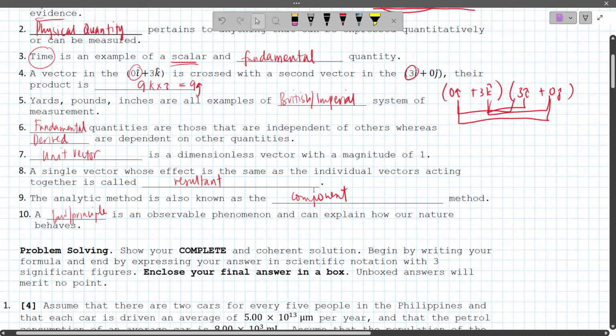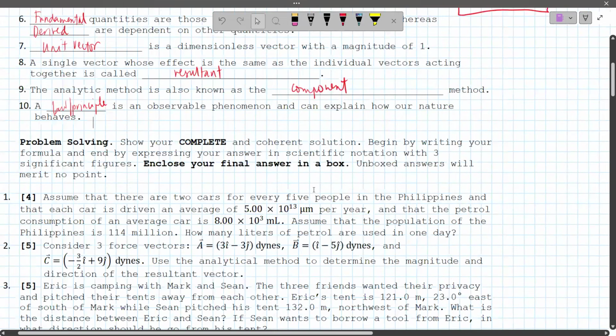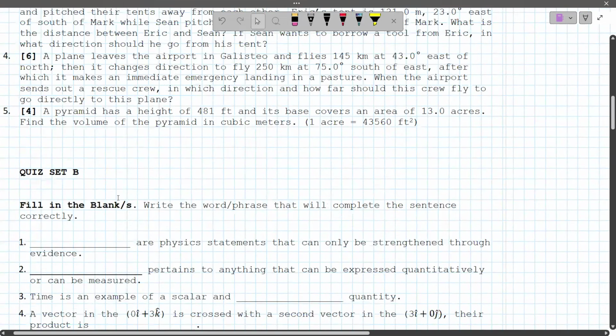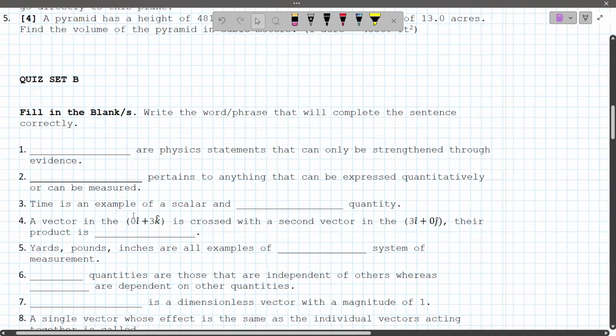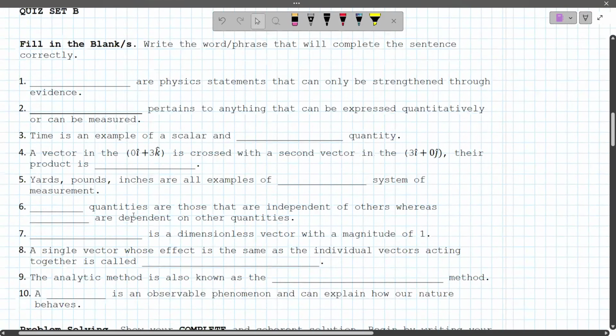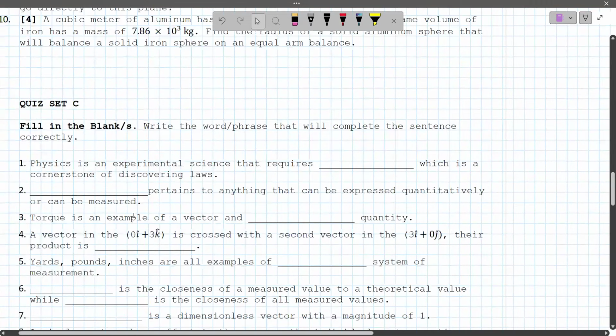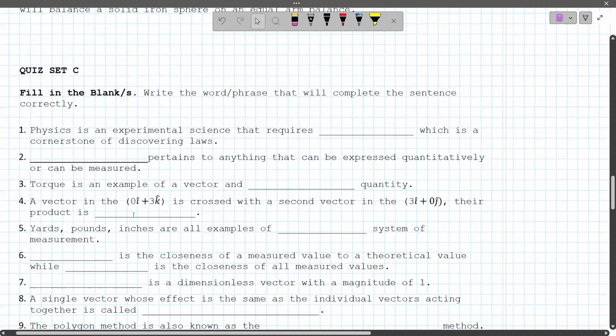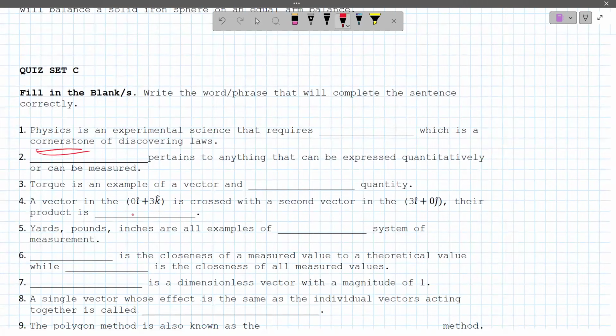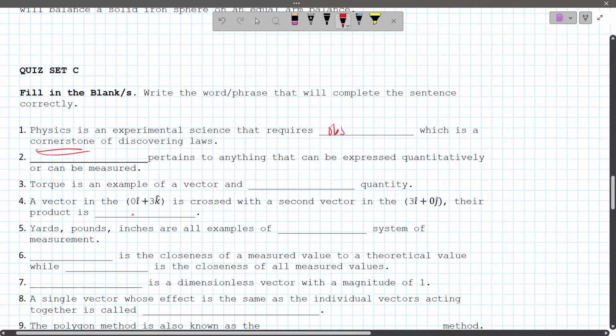Let's go over the other questions before we go to problem solving. Mostly the same, so I'll skip them. Let's go to set C. Physics is an experimental science that requires blank, which is a cornerstone of discovering laws. So this is observation.